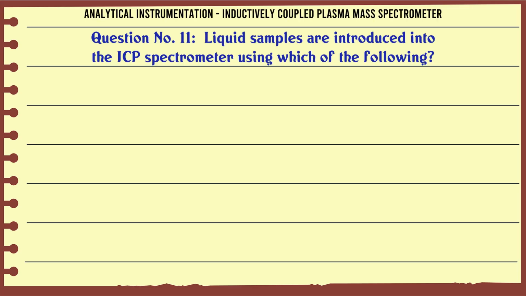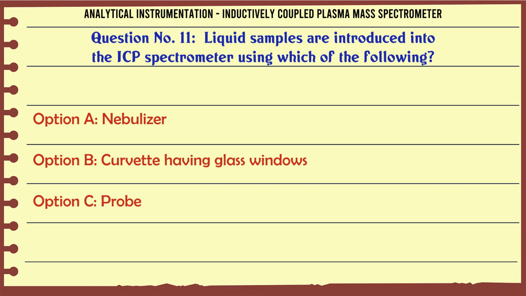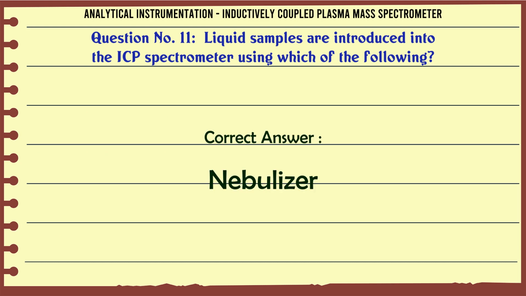Liquid samples are introduced into the ICP spectrometer using which of the following: A. Nebulizer, B. Cuvette having glass windows, C. Probe, D. Laser ablation system. The correct answer is nebulizer.